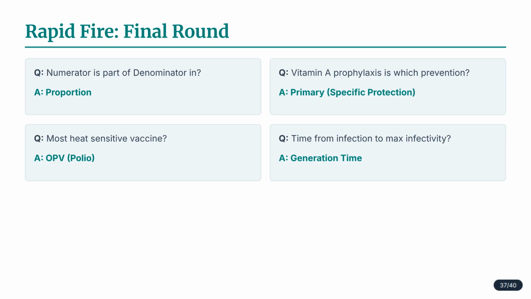In a final rapid-fire round, we confirm that the numerator is part of the denominator in a proportion. Vitamin A prophylaxis is primary prevention. The most heat-sensitive vaccine is OPV. The time from infection to maximal infectivity is generation time.